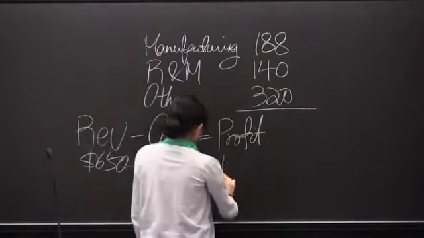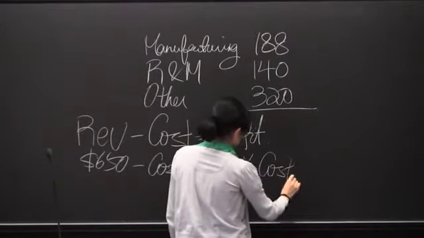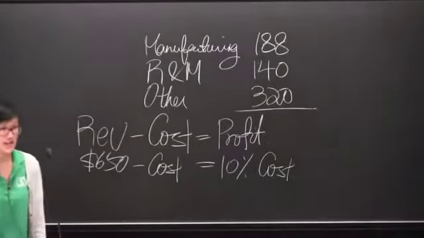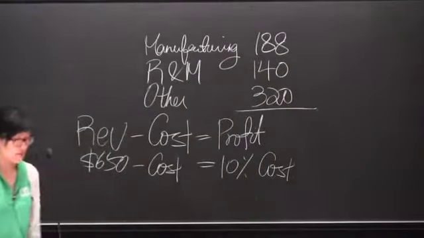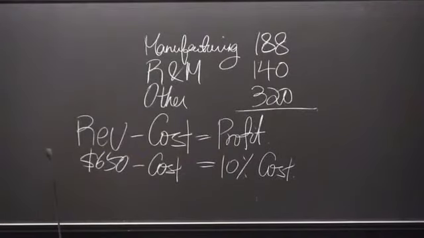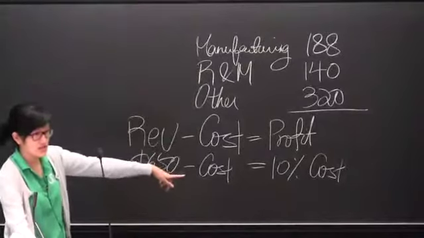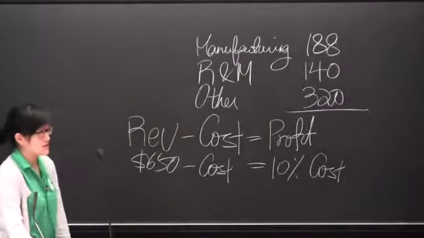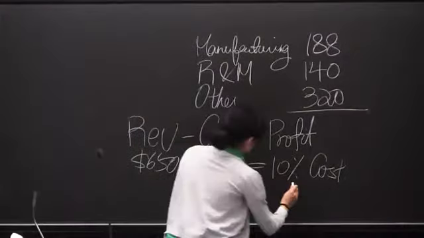Minus their cost, they need to make 10% of their cost. Can you guys get that from the sentence? They require a 10% profit based on total cost. So 650 minus my cost is my 10% cost. So all you have to solve is for cost. Right? There's only one variable, cost.